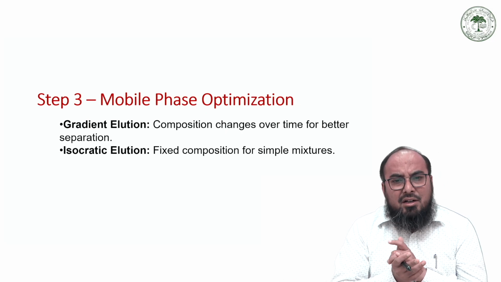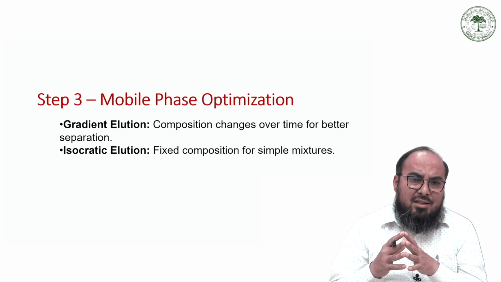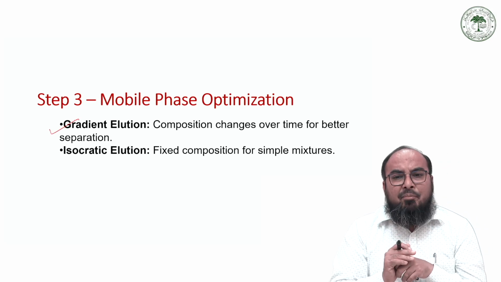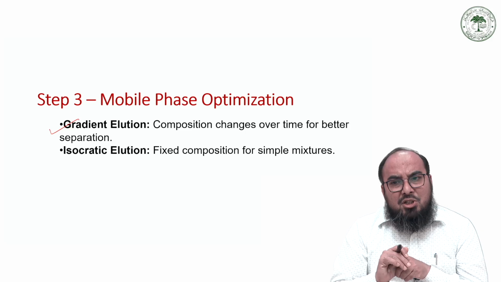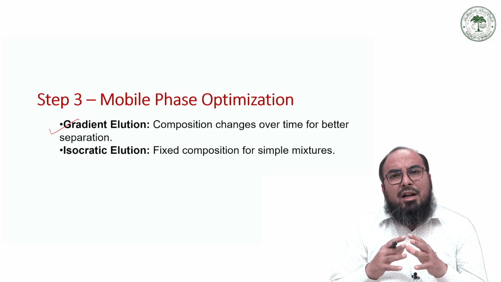Now there are certain factors by which you can optimize your mobile phase. Now the gradient elution, we know that here the composition can be changed by varying the polarity of the solvent.